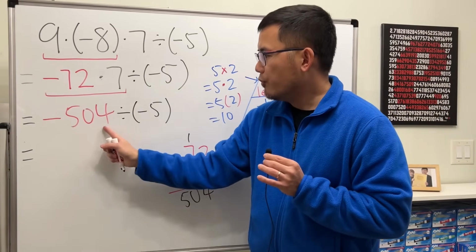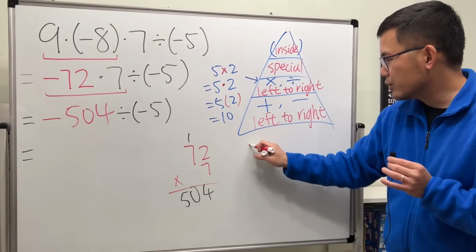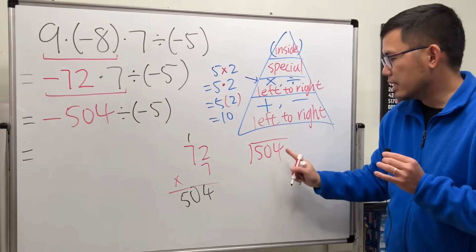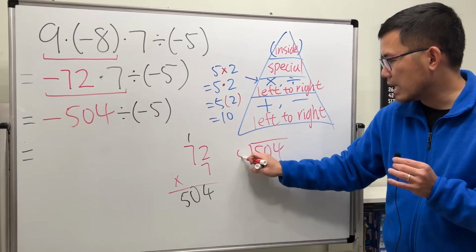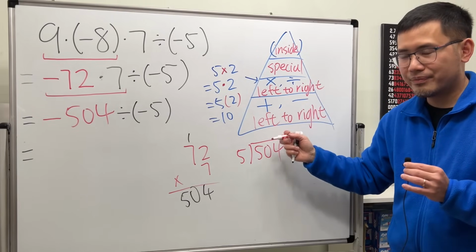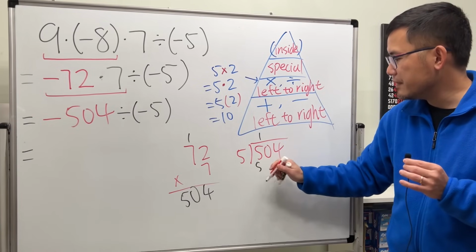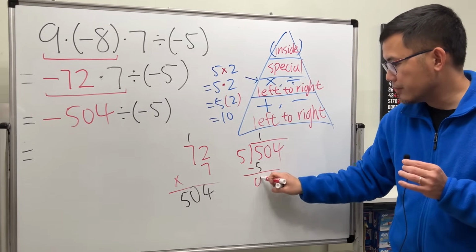So for 504 divided by -5, let's do it right here. Long division, the first number goes on the inside and the second number goes on the outside. And here we go. 5 goes into 5 one time. 1 times 5 is 5. Subtract, we get 0.